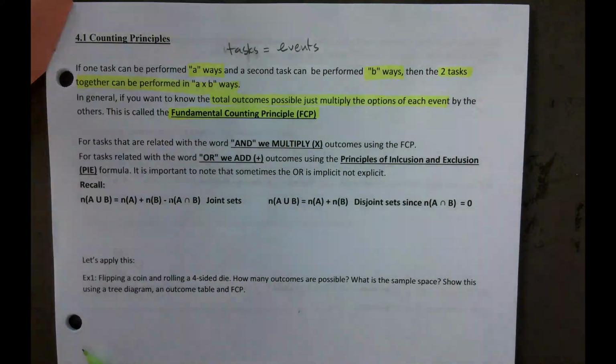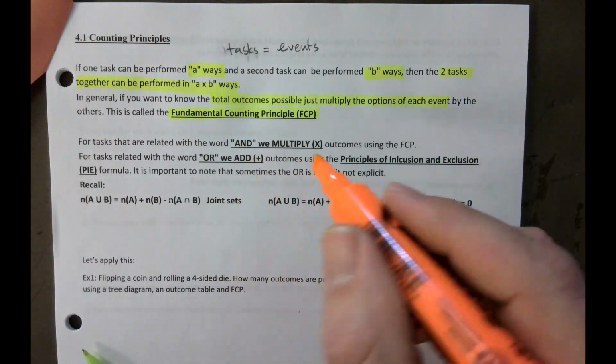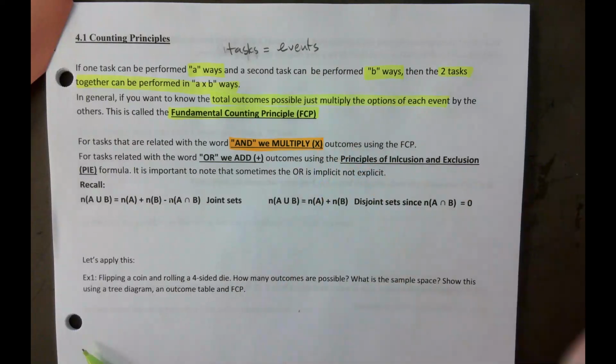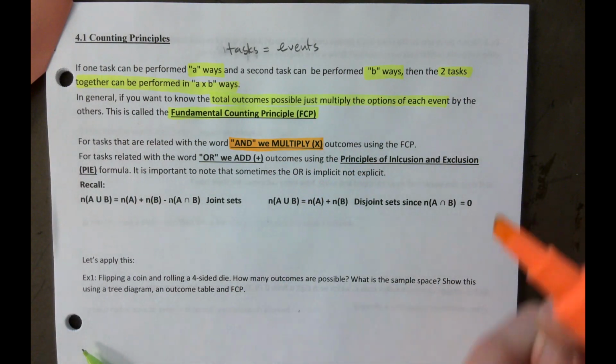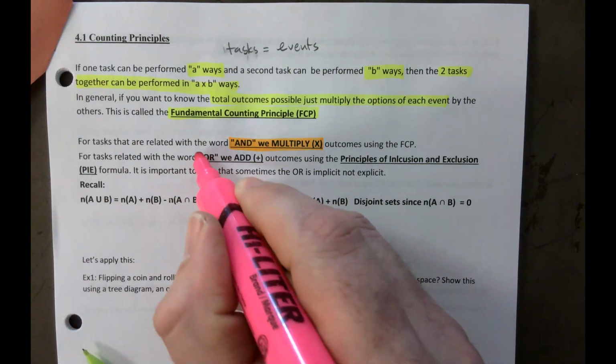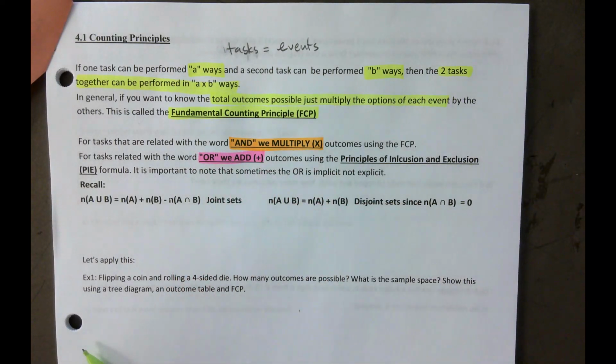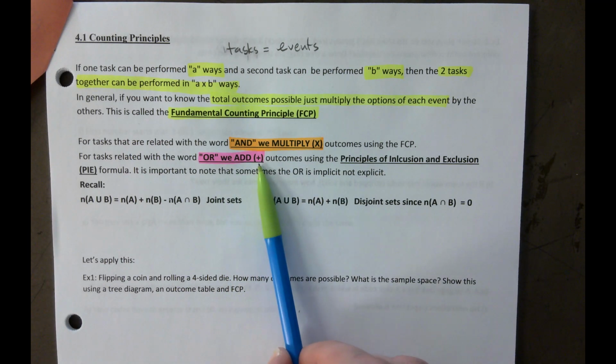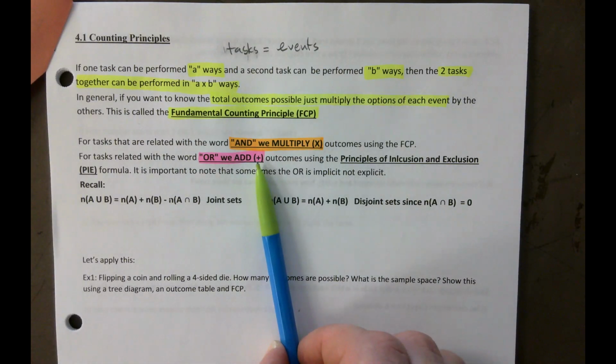For tasks that are related with the word and, we multiply. For tasks that are related with the word or, when you read that it's an or scenario or it's explicitly said, then you want to add. So for example, a password may start with an A or a B, or a password can have 4 characters or 5 characters. There's the or, so you're going to have to do some adding there.